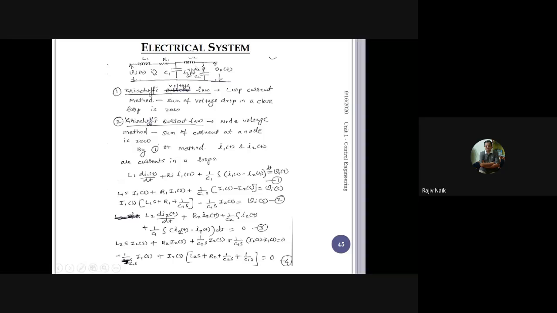So the voltage drop across resistance R2 is R2 into I2, whereas the voltage drop across capacitance C2 is 1 upon C2 integration of I2 dt. That I have written here: R2 into I2(t) plus 1 upon C2 integration of I2(t) dt is equal to V0.